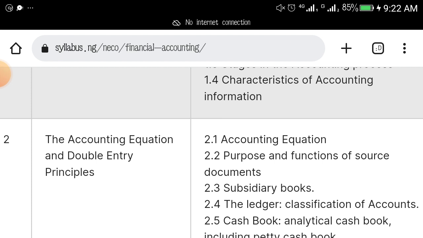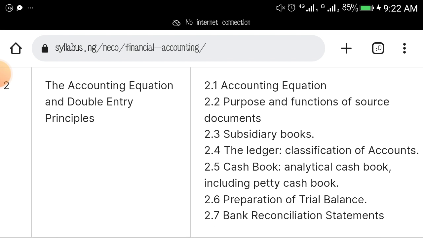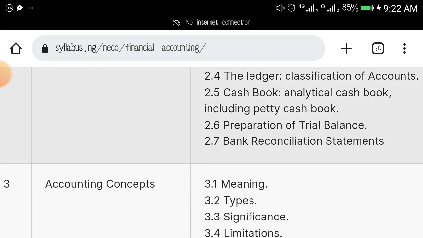This one came out even in WAEC. Double entry, then accounting equation. Under it, read the accounting equation, purpose and functions of source documents, subsidiary books, the ledger, classification of accounts, cash book, analytical cash book, including petty cash book, preparation of trial balance. Trial balance is always coming out. Then bank reconciliation statements. These are very, very, very important.